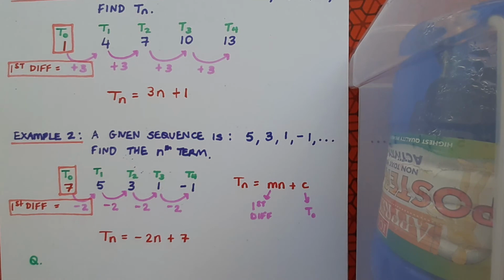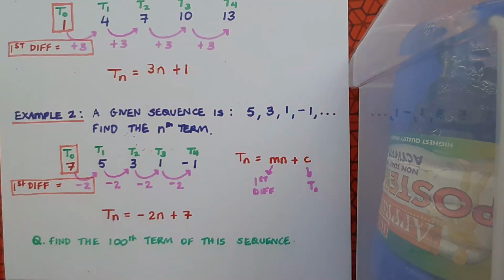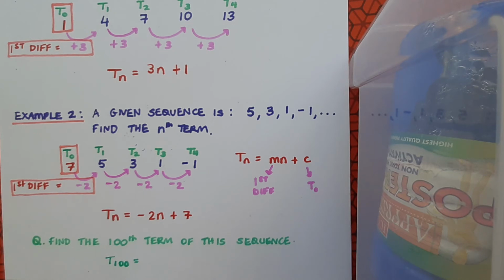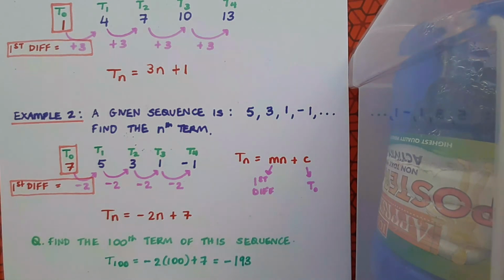Here's an extra little bit relating to example 2. I want to find the 100th term of the sequence. So don't forget, I can use Tn for this. Pause the video here and see if you can figure that out yourself. So really I'm looking for T100. So wherever I see an n, I'm going to replace it with 100. And in this case, my solution is going to be minus 193.